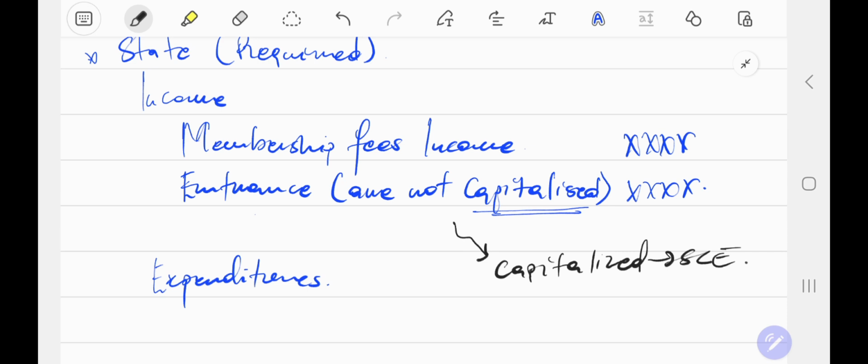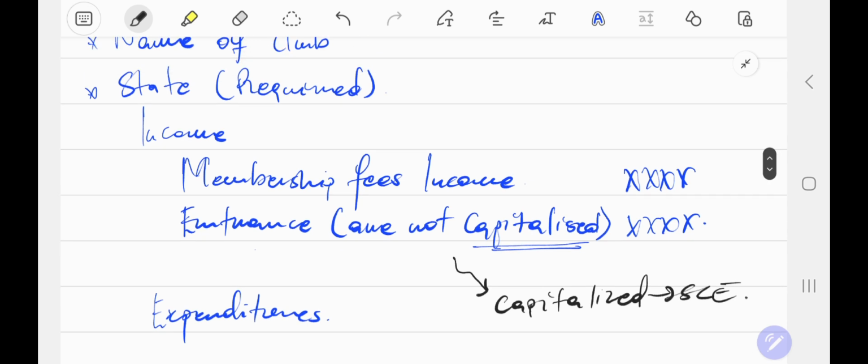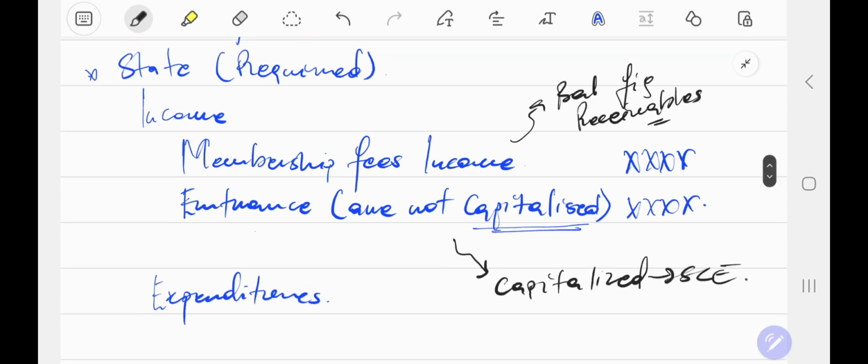So these are some of the things that you need to look at, right? So this amount would be the balancing figure of what? The balancing figure of the receivables for membership fees account. This amount that you record here, it's the balancing figure of the receivables for membership fees account. That's the membership fees income. And then entrance fees, if they are not capitalized, you record them as income under the statement of income. If they are capitalized, you won't record them here. You are going to only record them on the statement of changes in equity.